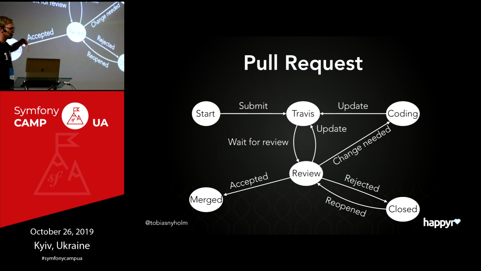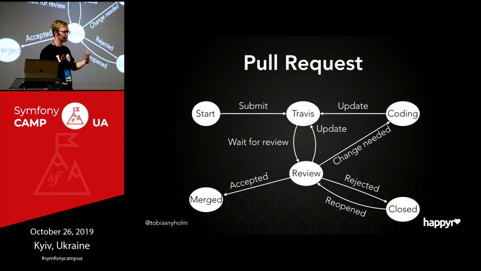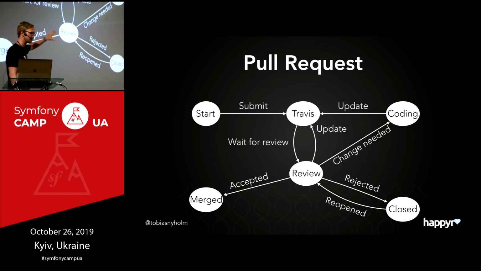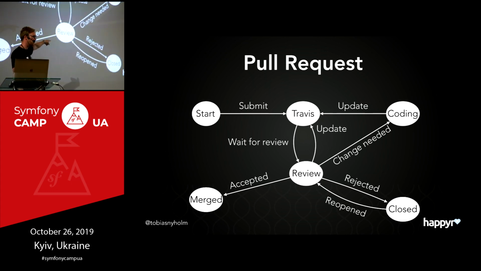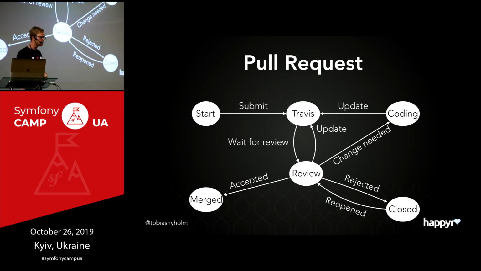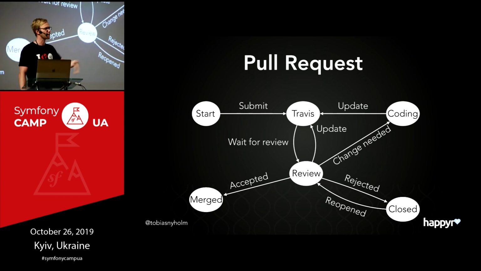Basically, I believe that the people at GitHub sat down in a business meeting and decided this should be a state machine for a pull request. So you start coding, and then you send it to Travis. Travis runs for a while, and then it goes to review. You can update your code, so you go back to Travis, and then it goes back to review. Probably someone requires you to change something, you go back to coding, then Travis, review, and then again get rejected and reopened, and then accepted. Okay, I'll give you another try.